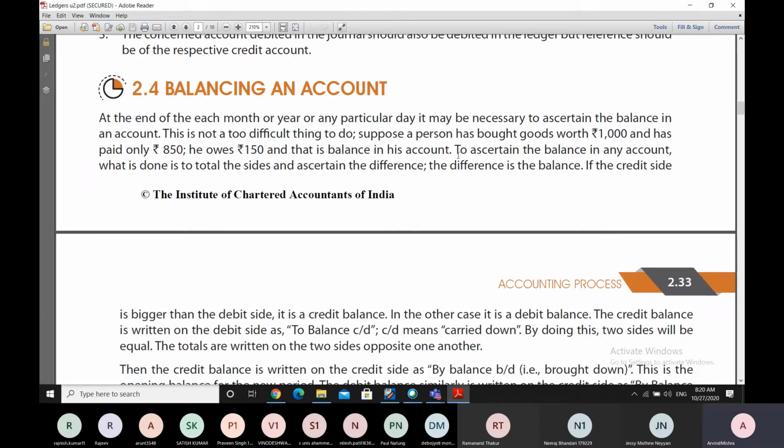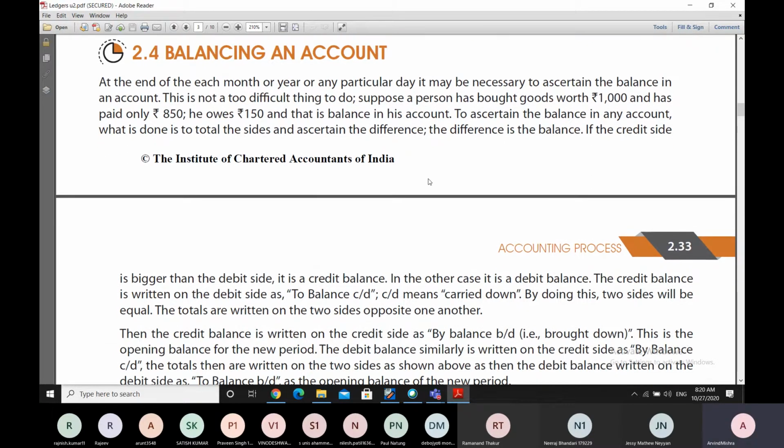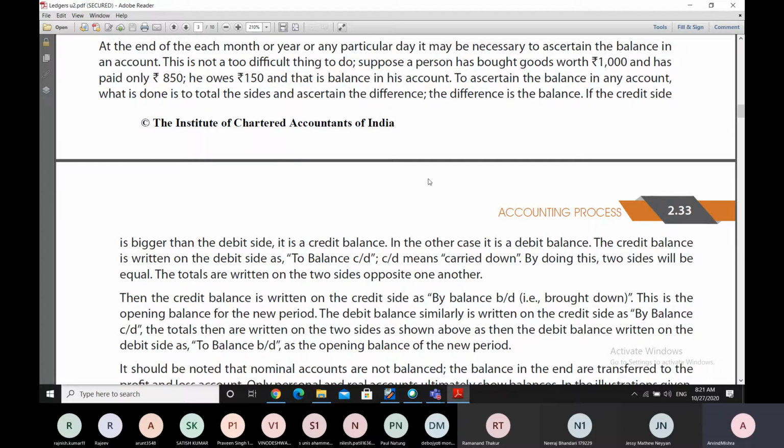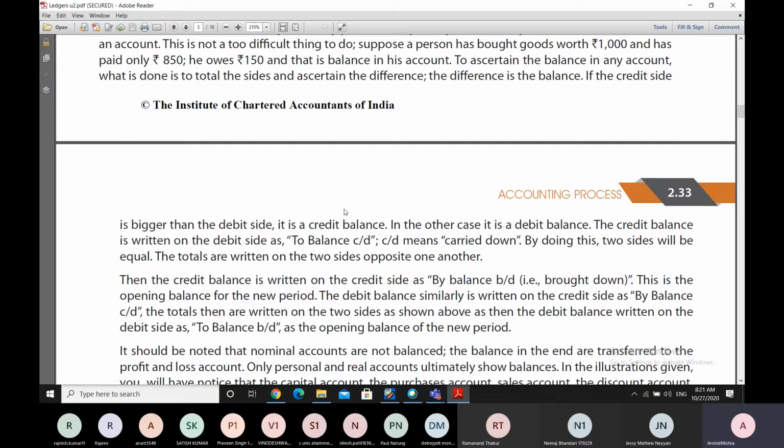So to ascertain the balance in any account, the total of both the sides, debit side and the credit side, are taken, and the difference of the total is then taken. First we total the two sides, and then we take the difference of the two totals, and that difference is the balance of that account. Now, if the credit side is bigger than the debit side, then it is called the credit balance, and if the debit side total is more than the total of the credit side, then it is called the debit balance.